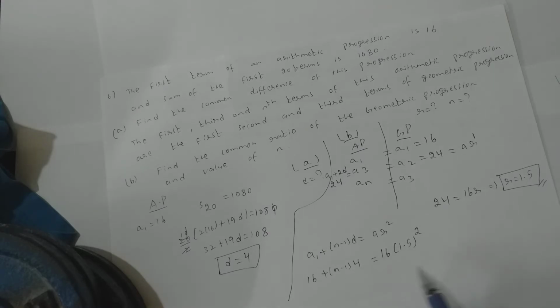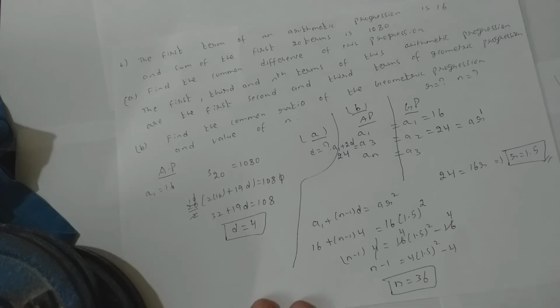Clear? So from this make n the subject. So n minus 1, 4 equals 16, 1.5 square minus 16. Cancel out 4, 4 and 4. So it becomes 4 into 1.5 square minus 4 equals n minus 1. Take 1 to that side. So the final result will become n equal to 36.